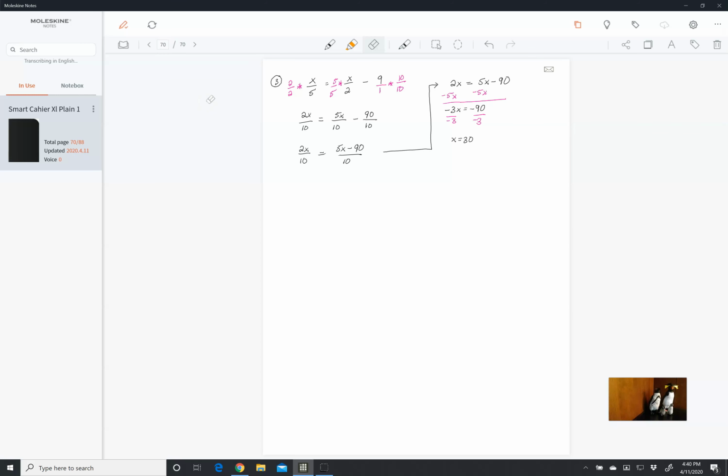Now, none of our denominators had an x in them, so there's nothing to plug x into. We had a 5, a 2, and a 1. That means that we don't have a denominator of 0. So x equals 30 is it. We know it's not extraneous. Okay, let's take another one.